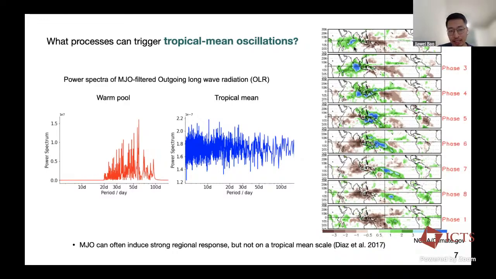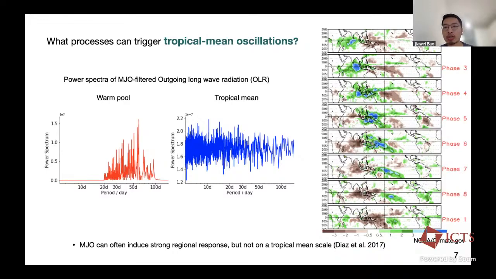So therefore, the idea is that the MJO, as well as the tropical waves, can often induce very strong regional responses locally. But if you look at the tropical mean scale, the signal is likely very weak. At least the direct effect of the MJO or the waves is very weak. So I want to summarize a little bit what we see here.